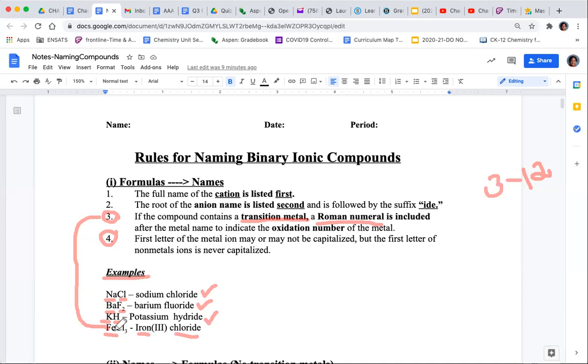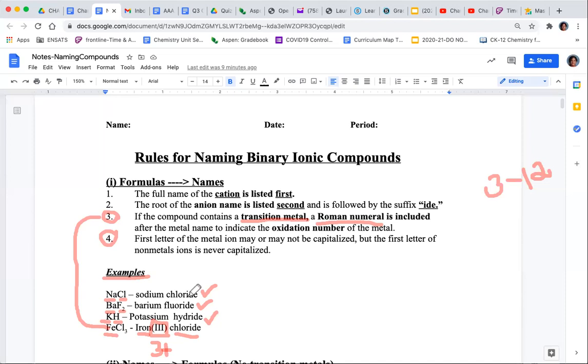Iron is a transition element, right, with atomic number 26. Iron sometimes has a 3 plus charge, sometimes a 2 plus charge. So we want to know what the charge is. That's why the Roman numeral is given. When you see Roman numeral 3, that means the charge for iron is 3 plus. But we will see the Roman numerals and ionic compounds with transition metals later.